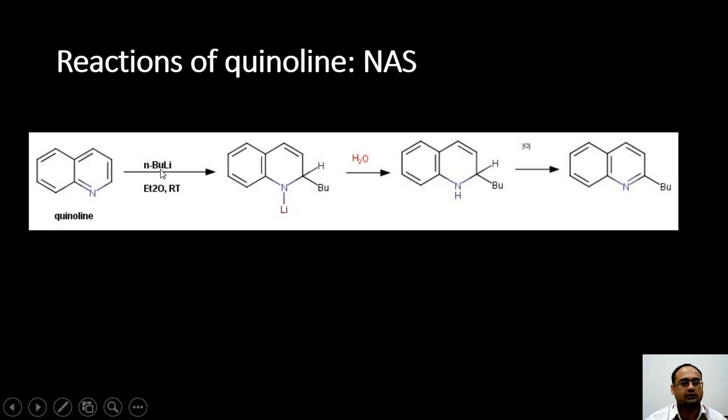Here is another example of nucleophilic aromatic substitution on quinoline. This time we are using butyl lithium as a nucleophile. So a carbon-lithium bond is present here, and carbon is nucleophilic and negatively charged in butyl lithium. This attacks on the C2 position of the quinoline ring, and a similar reaction takes place with water. We get a hydrogen here, and to maintain the aromaticity of the ring, oxidation of the ring takes place and gives us the quinoline derivative.